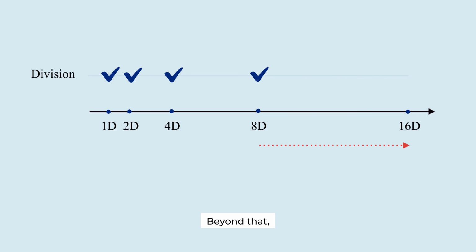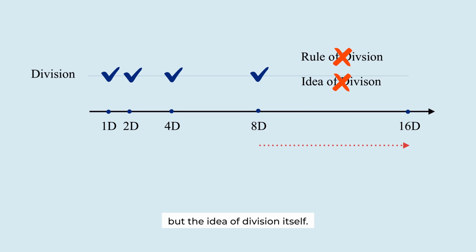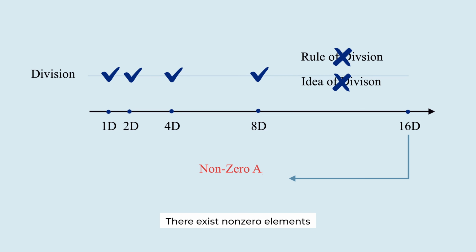Beyond that, something more fundamental breaks. Not just the rule, but the idea of division itself. There exist non-zero elements whose product is 0. Can you believe that? Once that happens, division collapses completely.